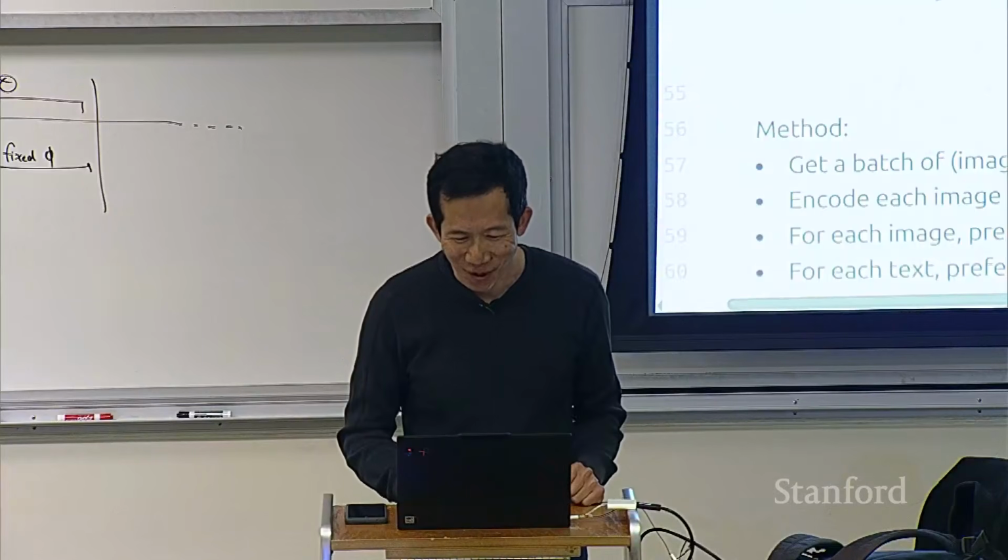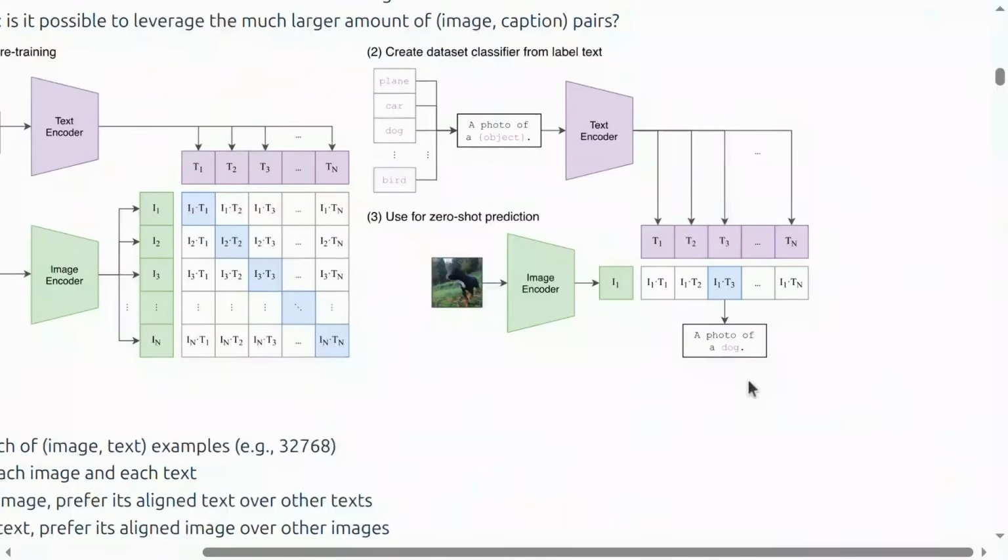Oh yeah, it is. Sorry. It is on this part of the side. Okay. Good point. So this is a zero-shot prediction, where you take an image and then what I said.